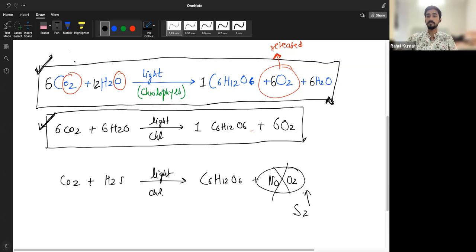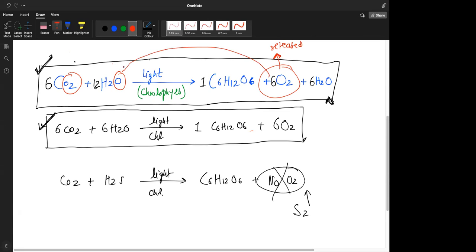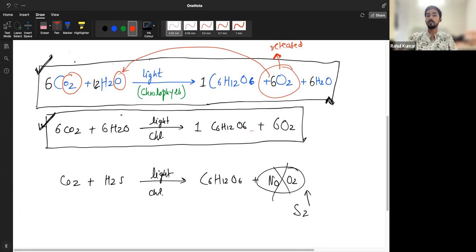Sulfur as a gas was released, not oxygen. So what does it tell you? Where is this oxygen coming from? H2O, sir. H2S. H2. Coming from water. So water is providing that oxygen, which is being released in photosynthesis, but not CO2. So the oxygen in CO2 is not released, and the oxygen which is released is coming from water.